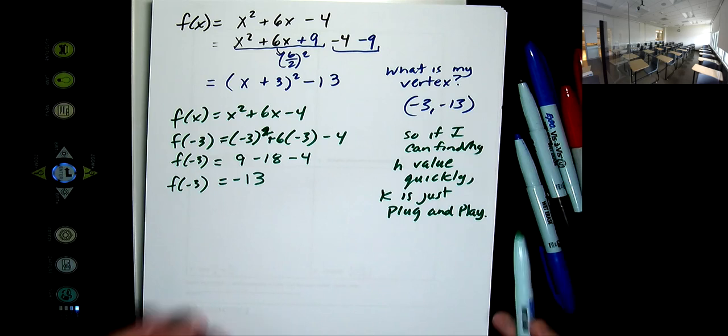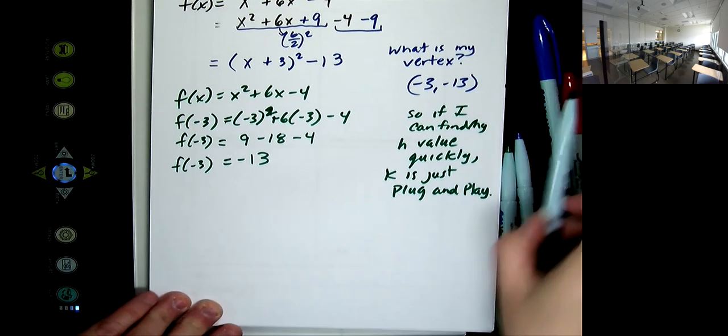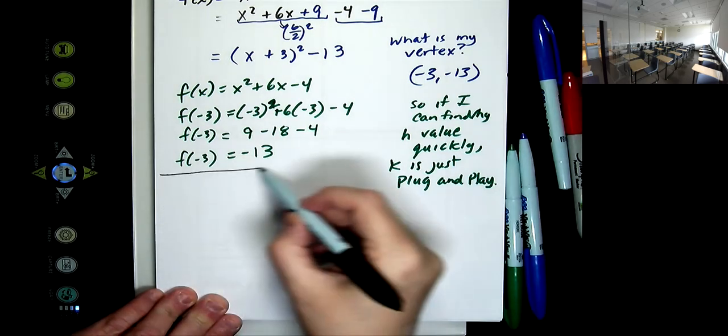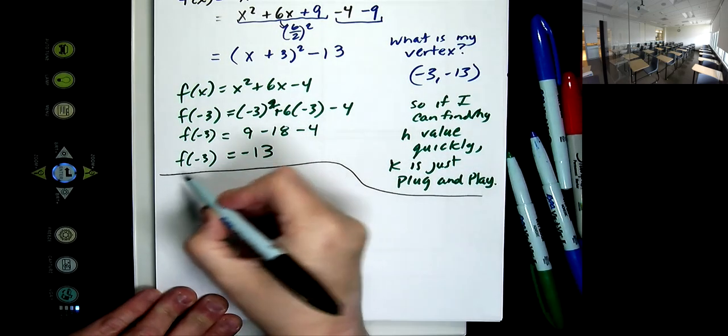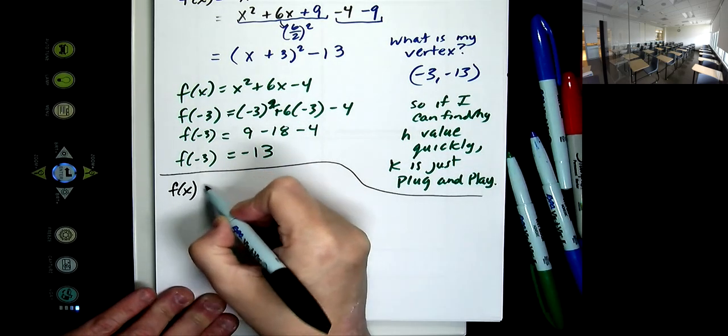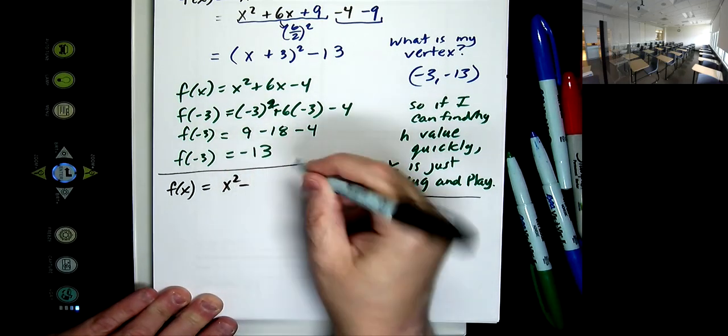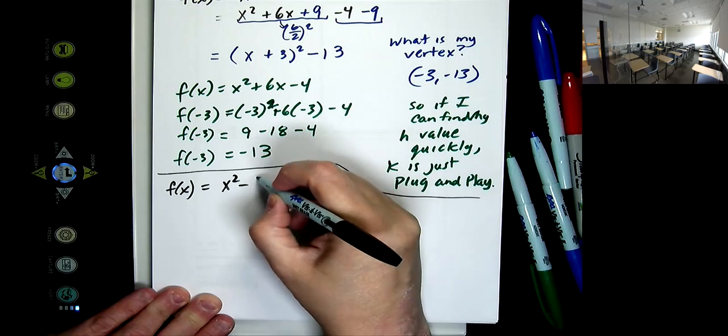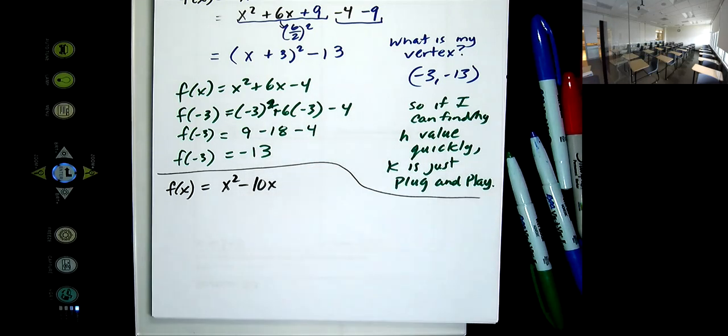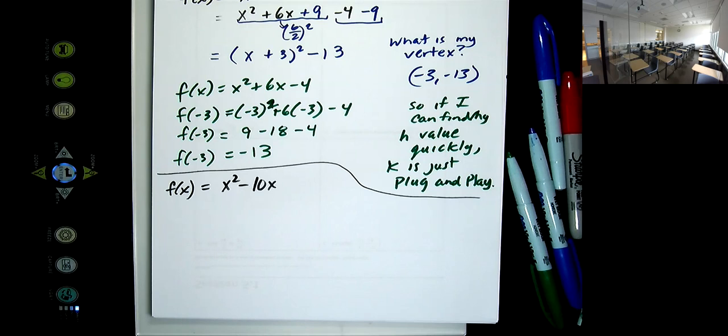Let me give you another one to practice on. Complete the square on that bad boy.